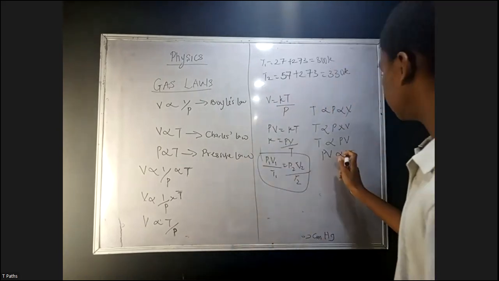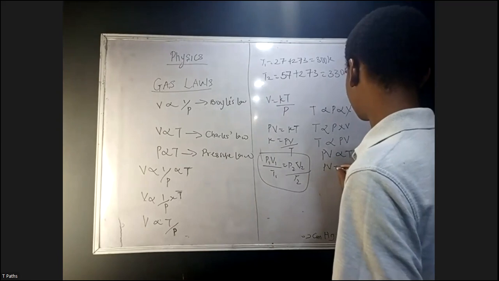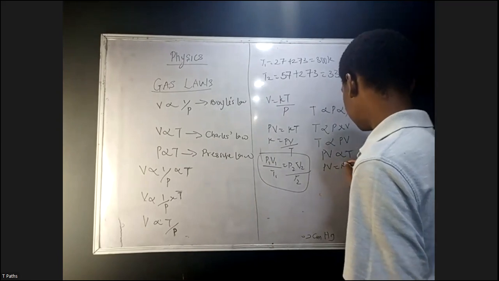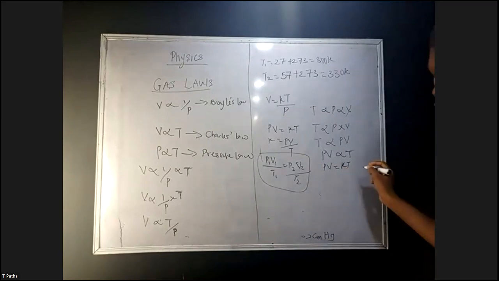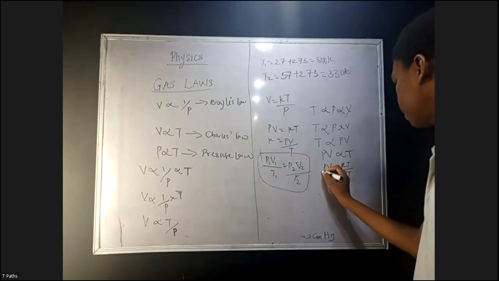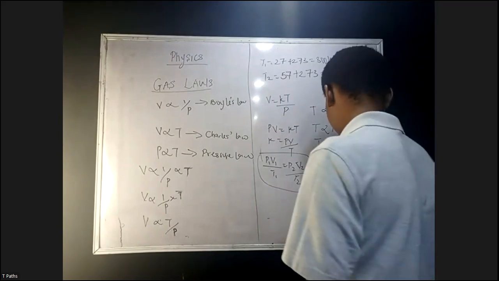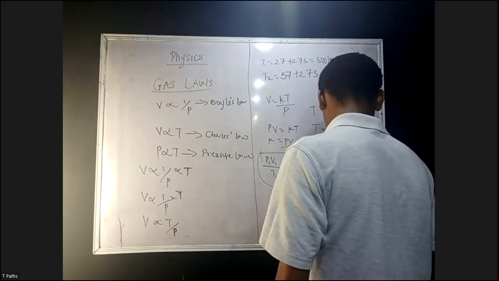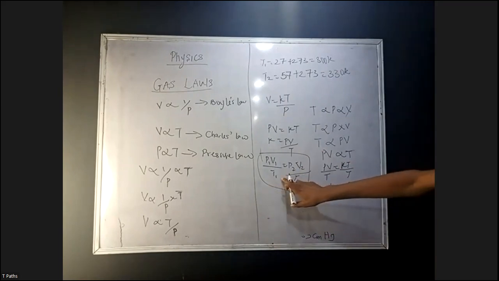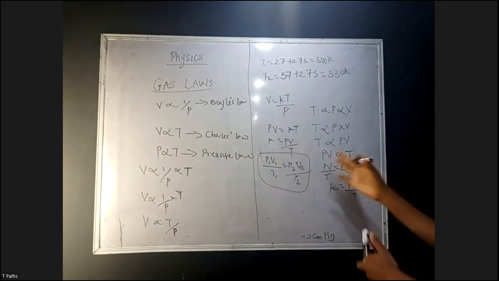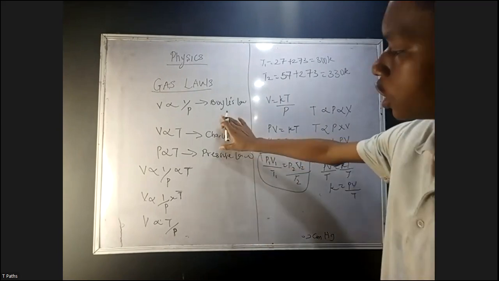And then here I will say PV is equal to KT, where K is my proportionality constant. To get the value of K, I can divide through by T, and I say K is equal to PV over T. So if I did the same thing just like I did here, I also have P1 V1 over T1 is equal to P2 V2 over T2. That's by combining Charles' law and pressure law.